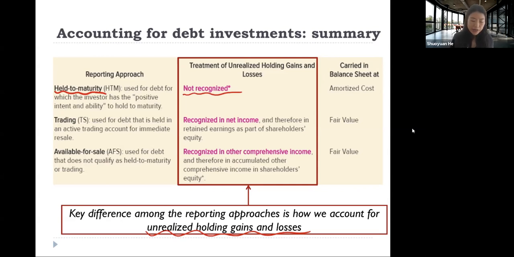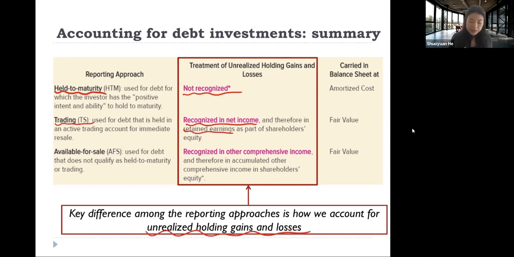However, if it is a trading security, which is managed in a trading account, where we're trying to profit from the short-term change in the market price of that security, then that is relevant for us. So those unrealized holding gains or losses need to be recognized in net income. They affect our net income and go into our income statement directly. And through the impact on net income, they will eventually be recognized in our retained earnings account.